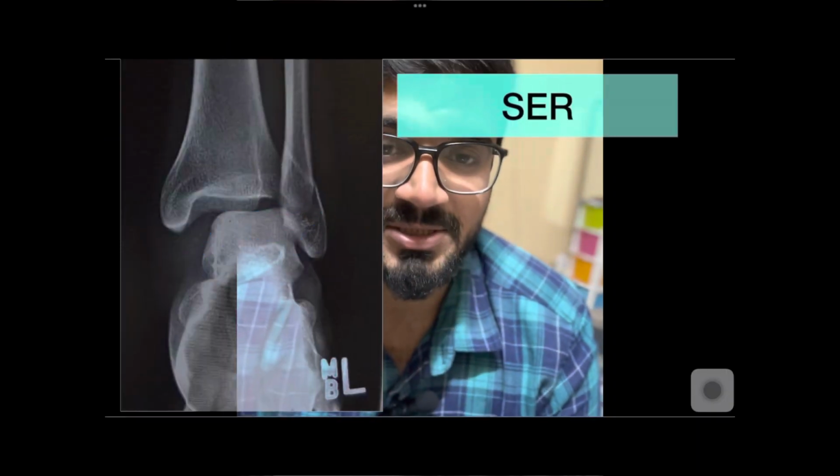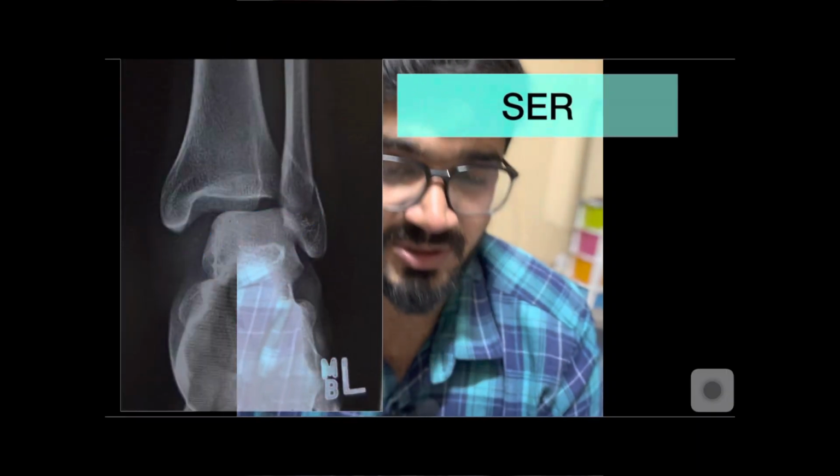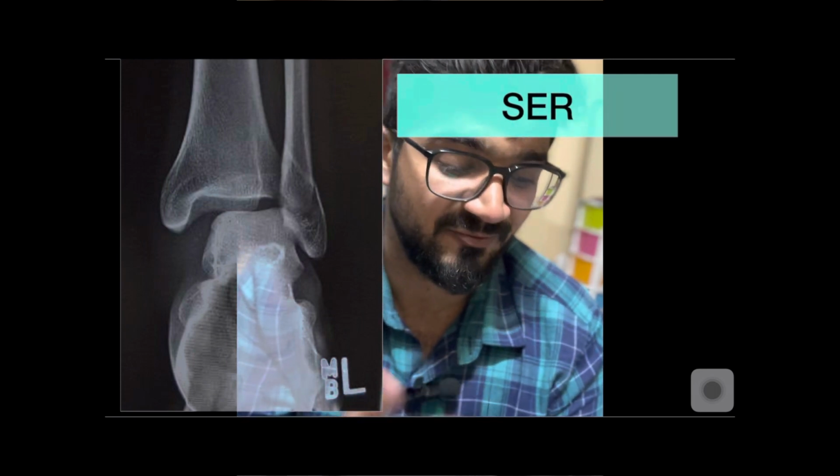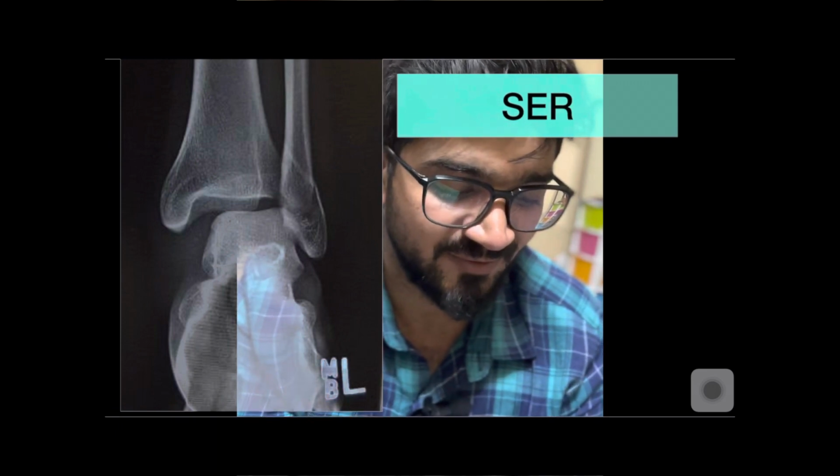So what is the mechanism of injury? In such cases, it is a supination external rotation, an SER type of injury. I'll show you a video demonstrating how the talus rotation will lead to the fracture of the fibula, the separation of the tibia and fibula at the syndesmotic level due to rupture of the AITFL, PITFL, and this increase in the medial clear space. I'll show you the video so that you will be able to understand how this is a supination external rotation injury.